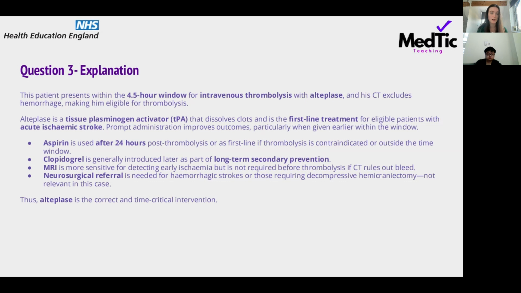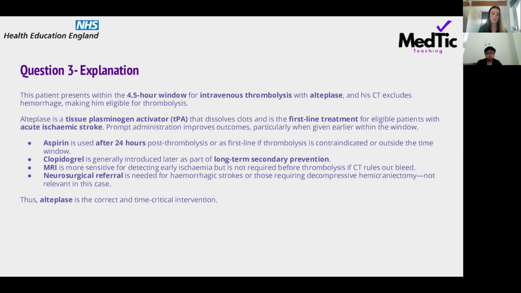We wouldn't do an MRI because MRI is more sensitive for detecting ischemia in those early stages where CT wouldn't pick it up. As long as we've ruled out a hemorrhagic stroke but have ongoing stroke features, we can go ahead and give the alteplase because we're happy that they're not hemorrhaging from somewhere. And in this case, we don't need to do a neurosurgical referral. They would come in under the stroke team because they've got an ischemic stroke.